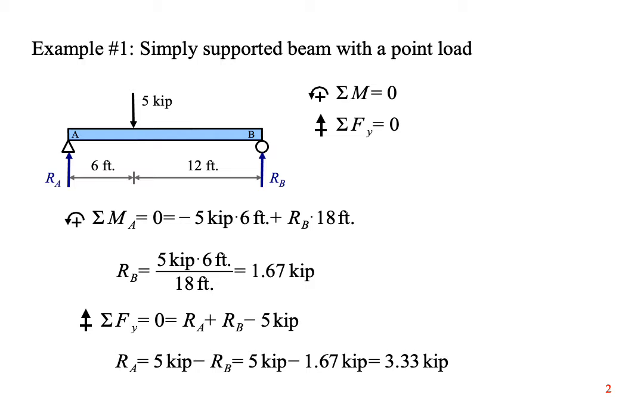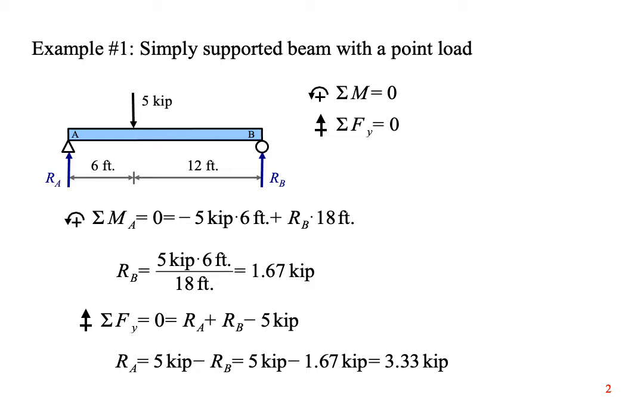First, we'll start with the sum of the moments. In most strength of materials textbooks, the counterclockwise direction is defined as the positive direction for moment. Therefore, the moment created by the 5 kip point load is negative about point A, and the moment created by r sub b is positive about point A. Solve the equation for r sub b, and the answer is 1.67 kips.